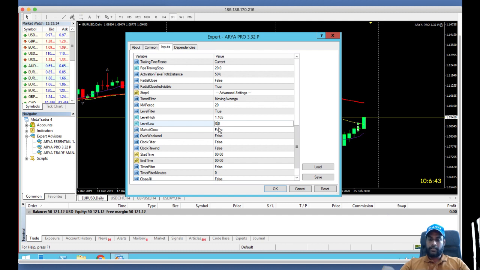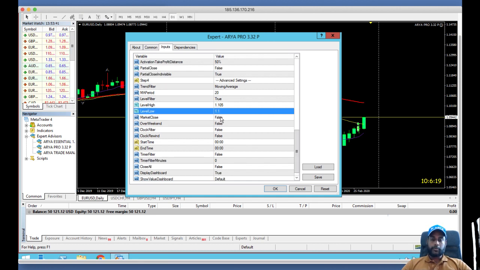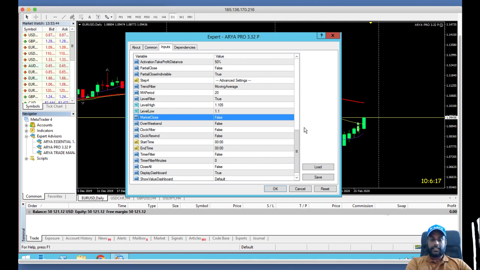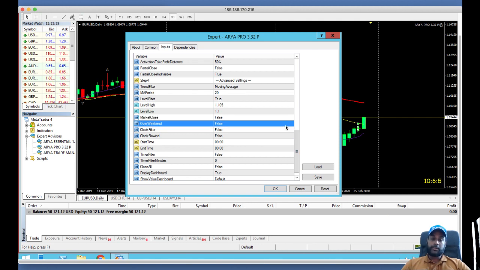You will see it on a visual mode right after. So 110, okay? So the level filter defines level, and it's a filter because only on that level that you define, Arya can trade. Market close, so put it on false. Market close is basically telling Arya to close all your trades before the market closes. Over weekend, the same. We are swing trading, so we put it on false.